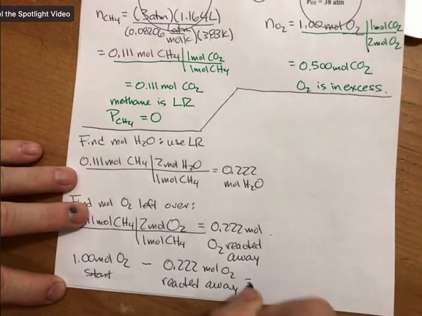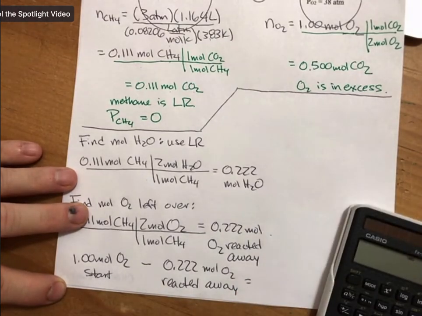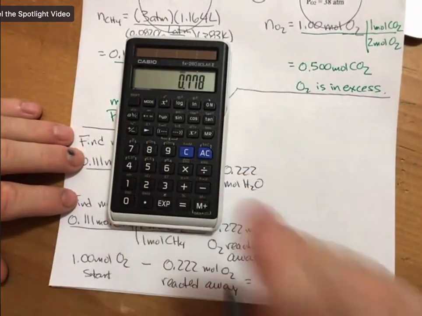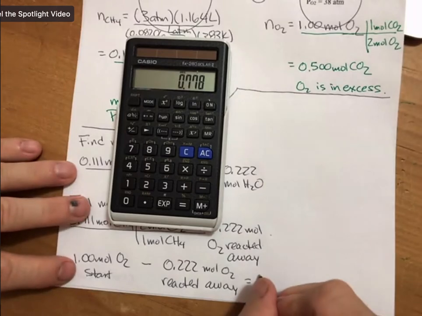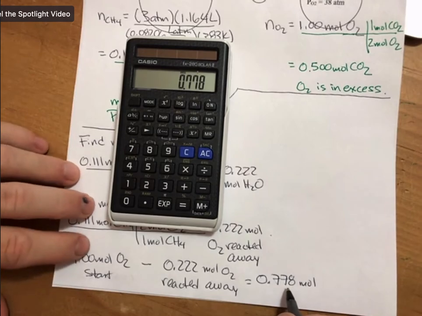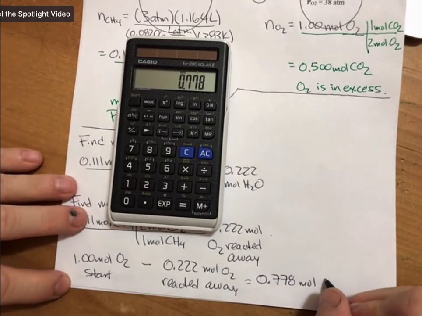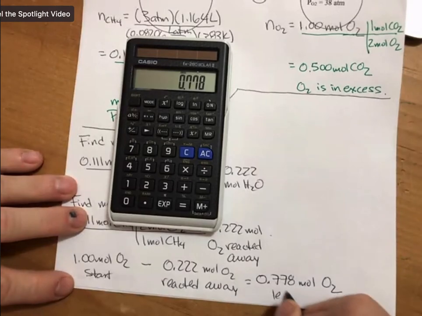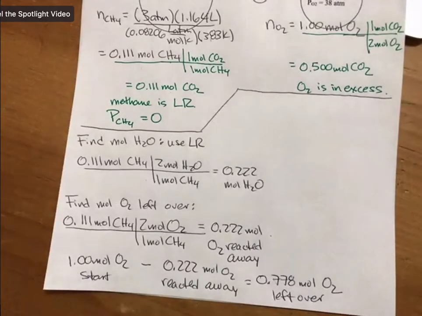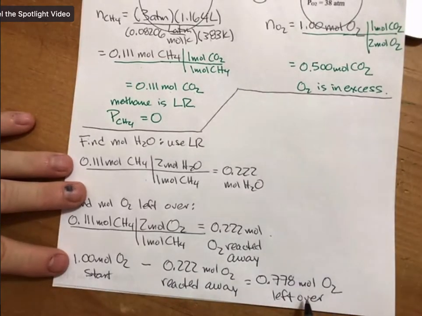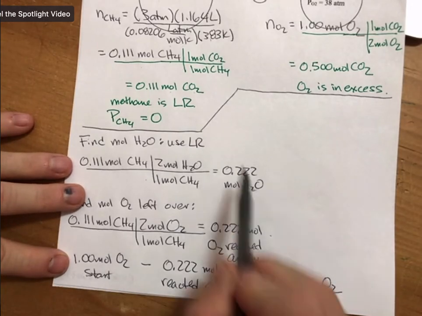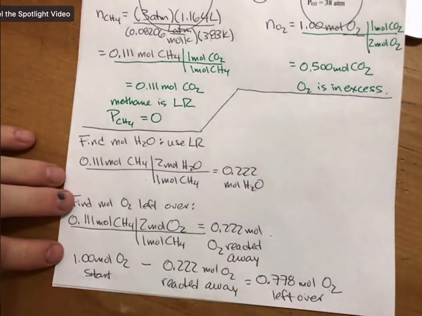equals, and I better call on my trusty calculator here. 0.778. And I will still keep 3 sig figs here, even though I know there's only 2 decimal places there. That's fine. Left over. Okay, so we're not done yet, but we know our moles of oxygen left over. We know our moles of H2O produced, and we know our moles of CO2 produced. And we know that there's no methane.